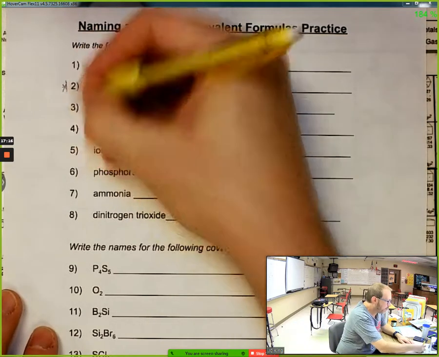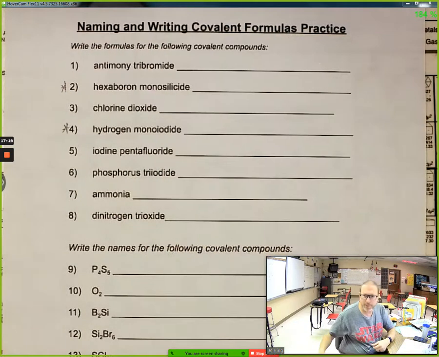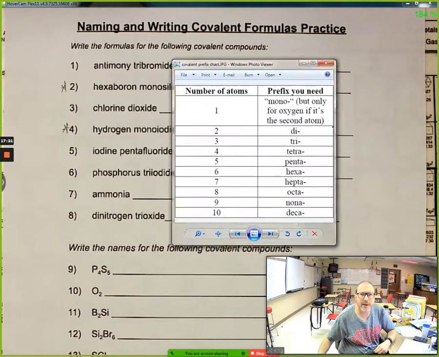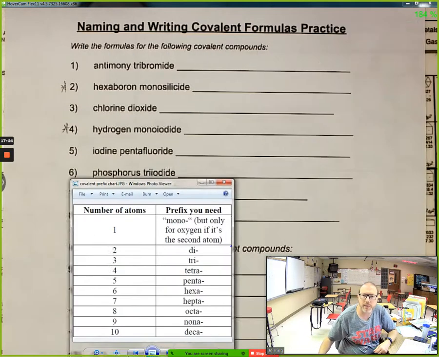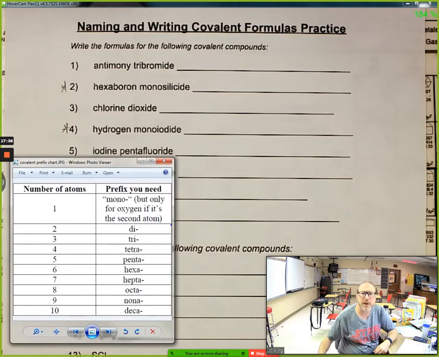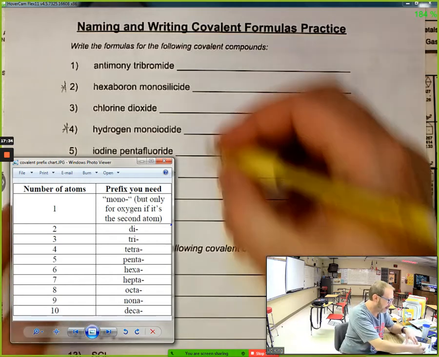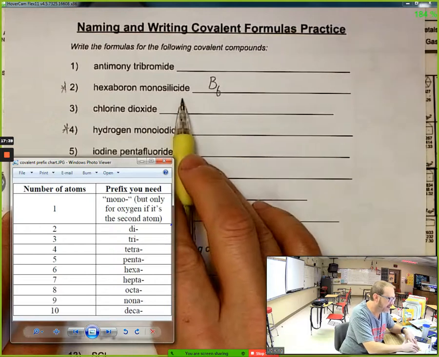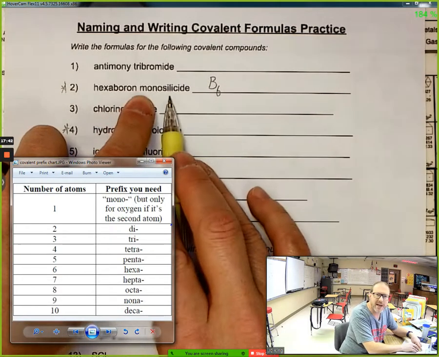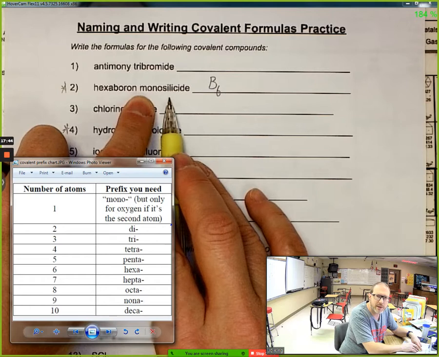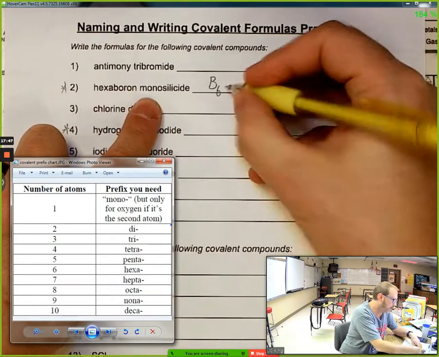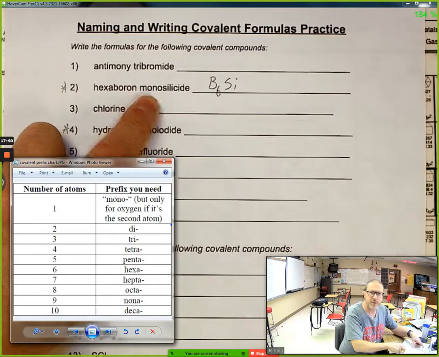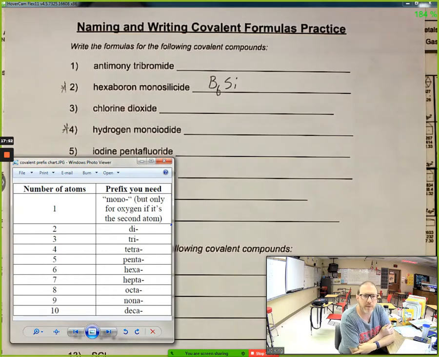So number 2, hexaboron monosilicide. Let me get my handy dandy chart over here. So hexa, according to my chart, means 6. Okay, the symbol for boron is just B. So I know I'm going to have B6. Monosilicide, mono means 1. Silicide, that element would be silicon, right? So I just have 1. So my formula is just B6Si.